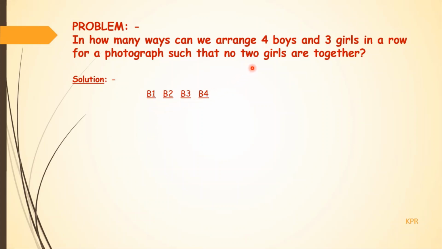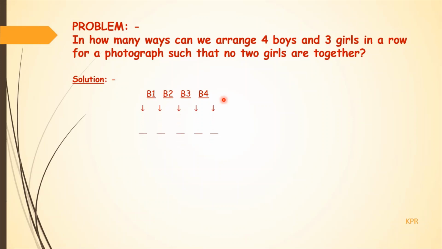Now the given condition is we don't want the girls together. No 2 girls should be together, means in between the 2 girls there must be at least 1 boy. For that purpose, we will here mark the positions in between the boys 1, 2, 3, 4, 5. If we place the 3 girls at any of these 5 positions, then our condition will be fulfilled.